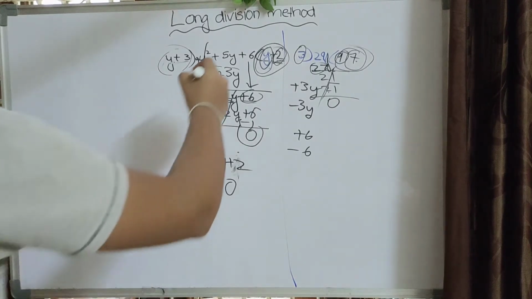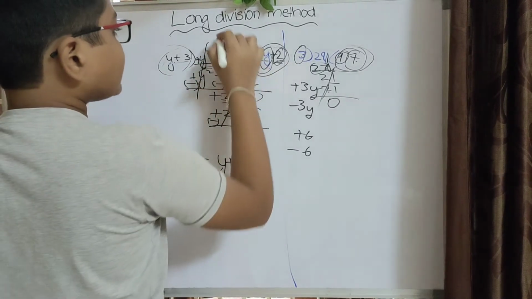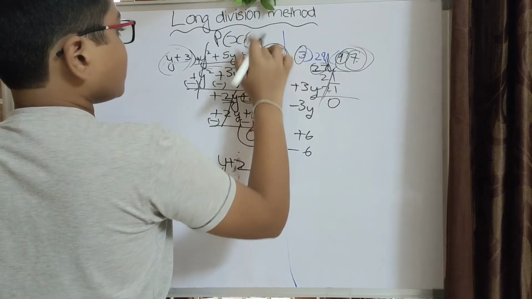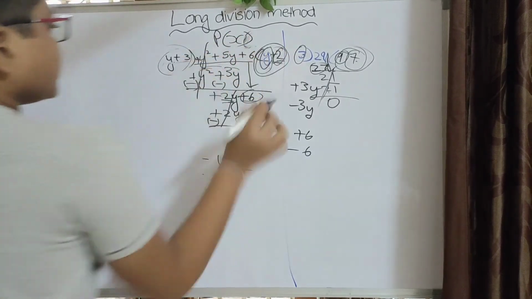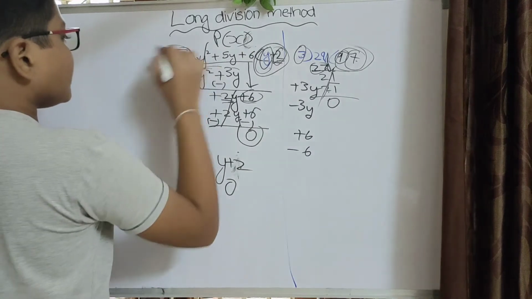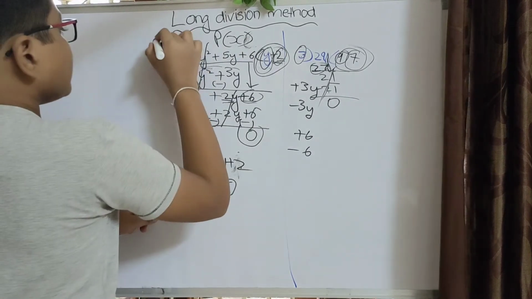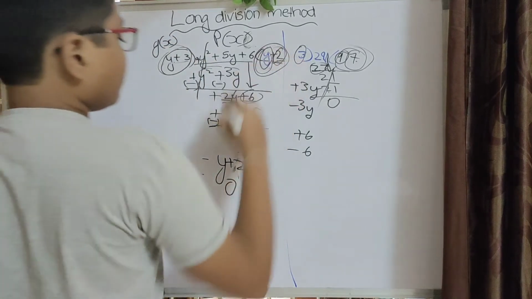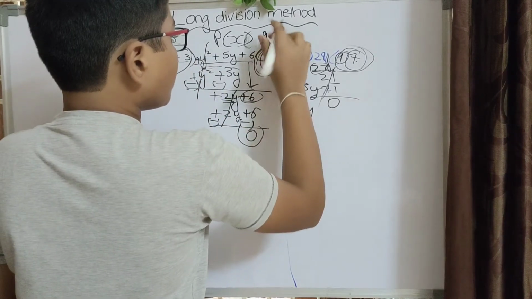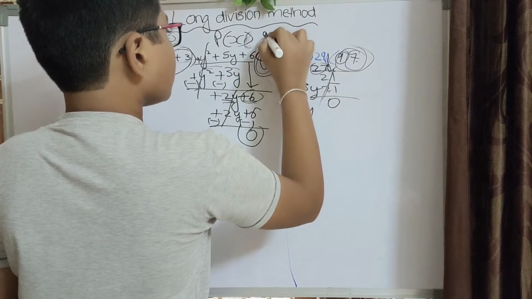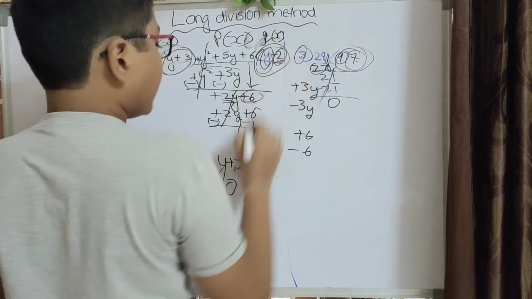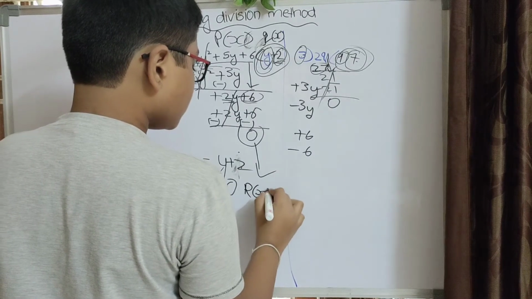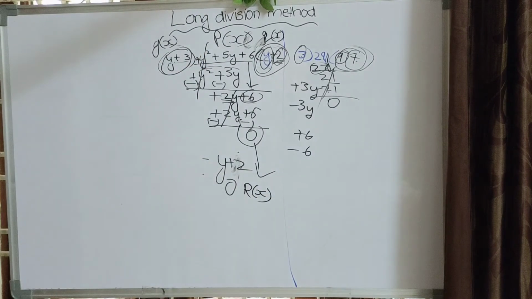Now this dividend we will call p of x in polynomials. This dividend is p of x, the divisor will be called g of x, the quotient will be called q of x, and the remainder will be called r of x, like this.